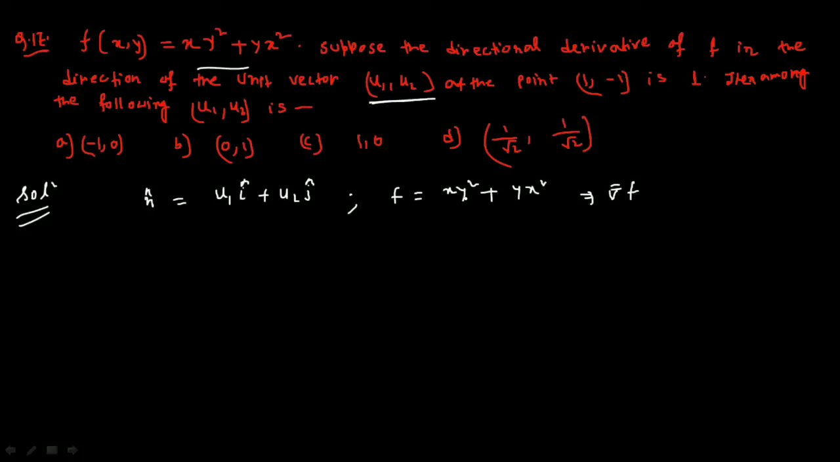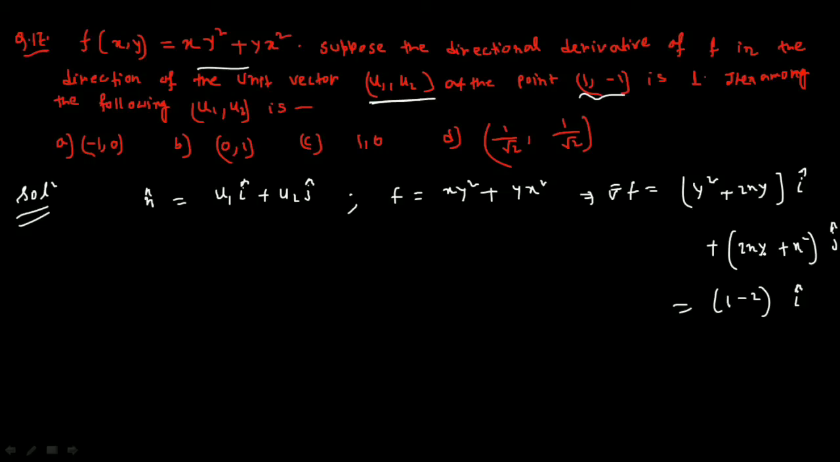Gradient of f: when you talk about del f del x, for the first term it will be y square, and from the second term it will be 2x, so y square plus 2xy i cap, plus for j cap you have del f del y. From here you will have 2xy, and from here only x square into j cap. Now what is the point? The point is 1 comma minus 1, so x is equal to 1 and y is equal to minus 1.